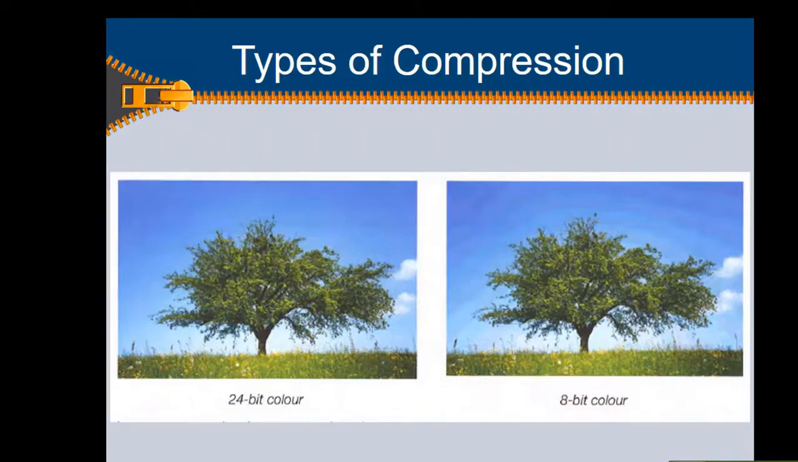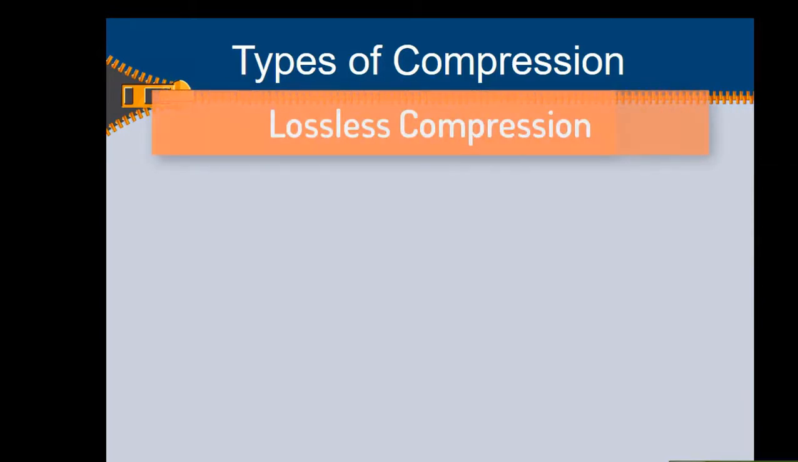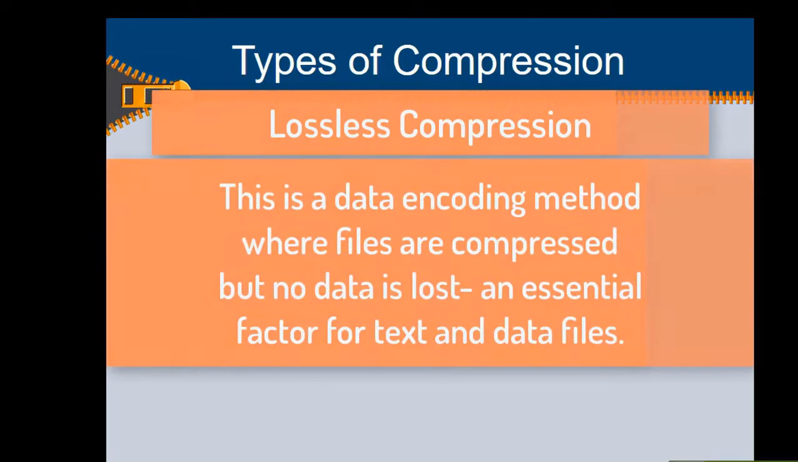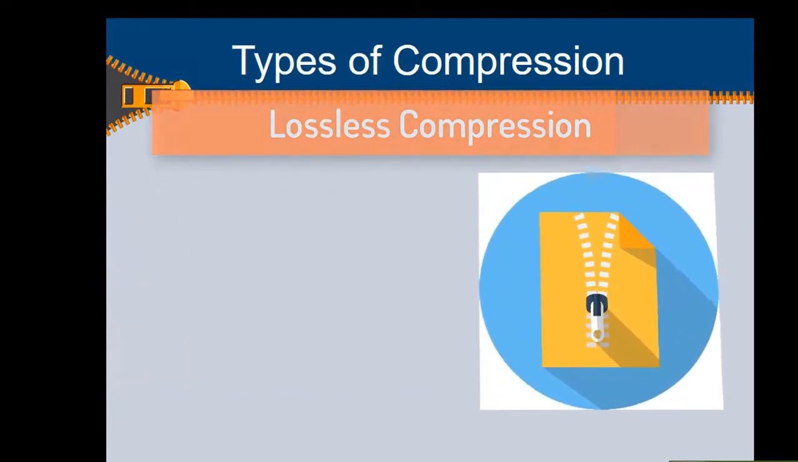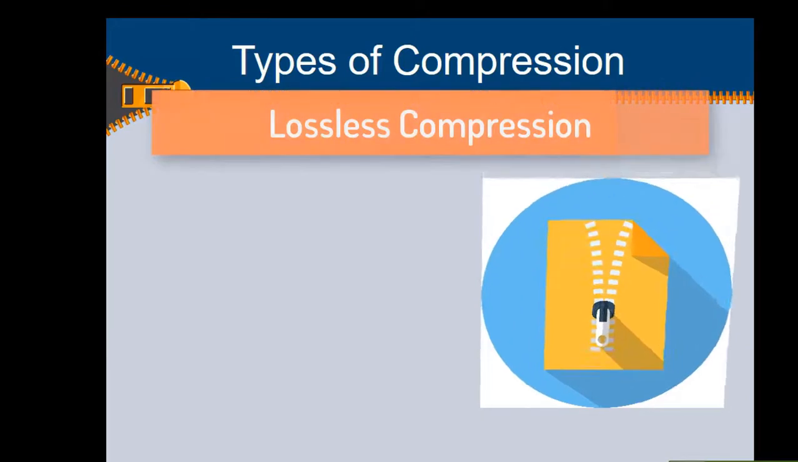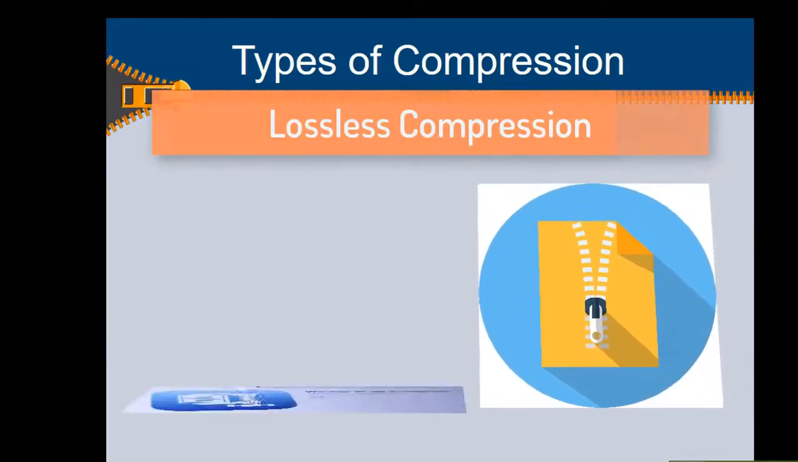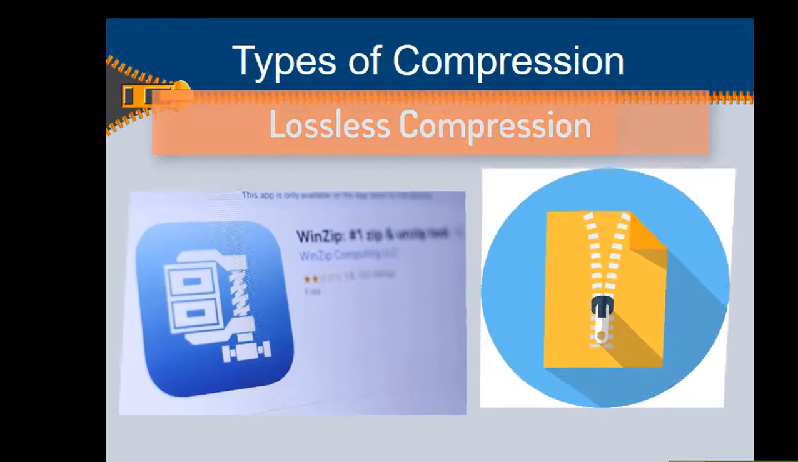The second type is lossless compression. This is a data encoding method where files are compressed, but no data is lost, an essential factor for text and data files. For example, bank records must keep all of the data. You cannot transmit a bank statement and miss out a few zeros. So you can compress data files, for example, by zipping them using a utility program such as WinZip, before attaching them to an email.